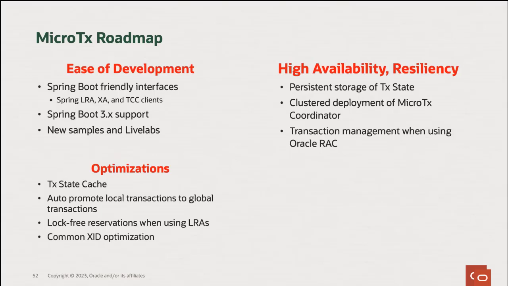And then XID optimization, this is another optimization for XA transactions, where if we recognize that all the transaction branches are pointing to the same resource, we don't have to do a two-phase commit. Rather, we can just do the one-phase commit in this case.